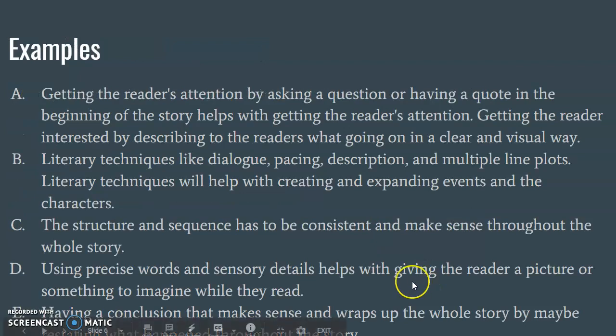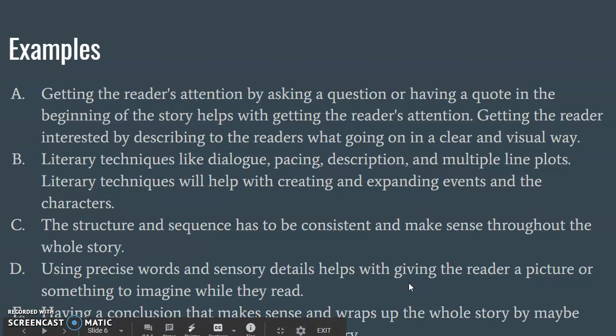Examples. Getting the reader's attention by asking a question or having a quote at the beginning of the story helps with getting the reader's attention. Getting the reader interested by describing what's going on in a clear visual way. Literary techniques like dialogue, pacing, description, and multiple plot lines.